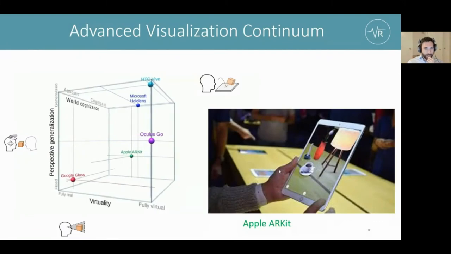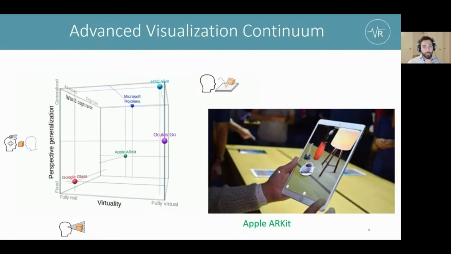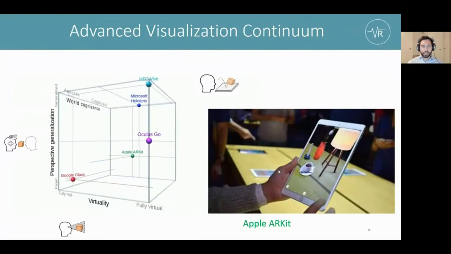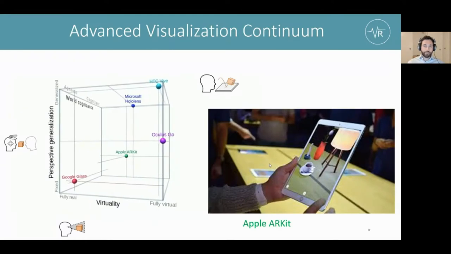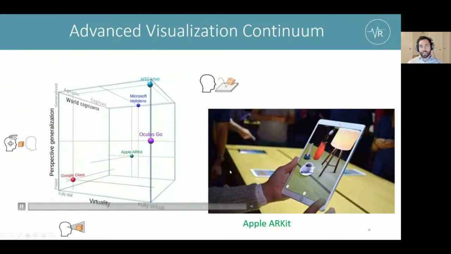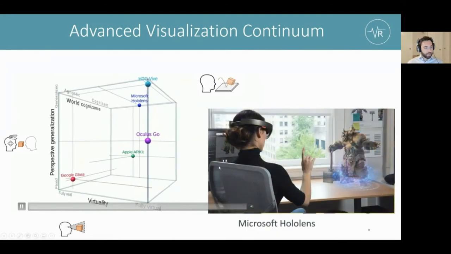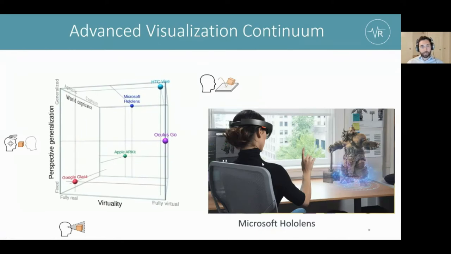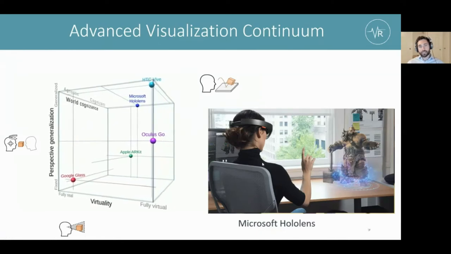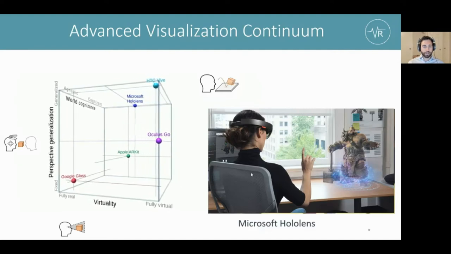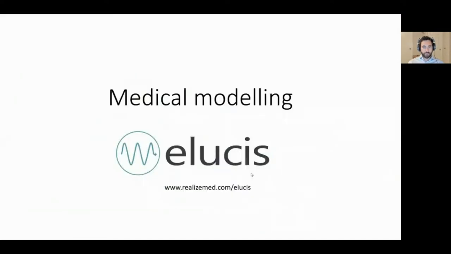The Apple AR kit does have world cognizance, so you can have things that sit on the floor and move around like that, but it's a low virtuality because it's augmented reality. And then finally, the perspective is that of the camera and not the actual user. And then the Microsoft HoloLens is augmented reality, it has world cognizance, and it has full perspective generalization. So those are just some terms that we use to try to distinguish the different technologies to ourselves.